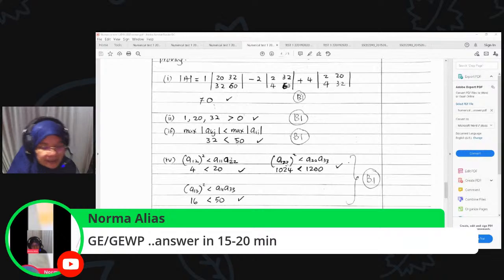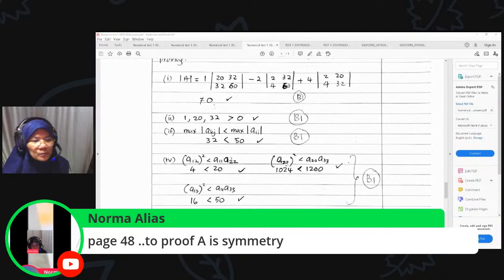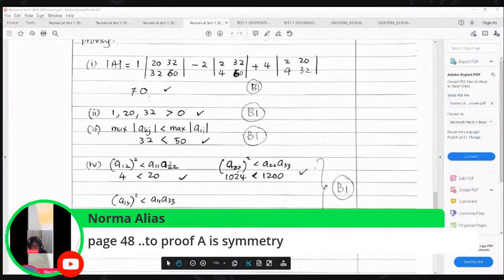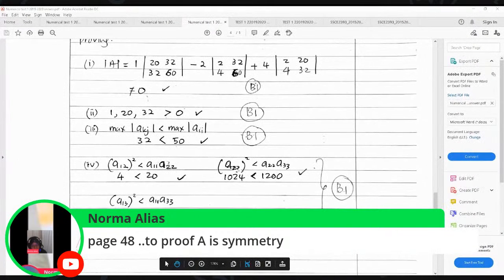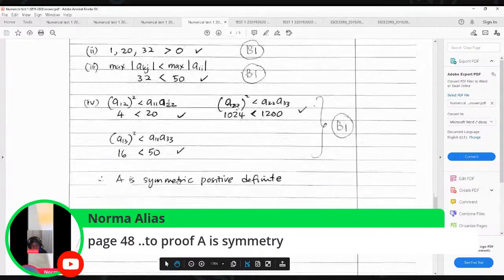To prove A is symmetric, please don't forget to go to page 48 to make sure that A is symmetric, and then solve using Cholesky's method. All right, let's continue to the solution using the Cholesky method.